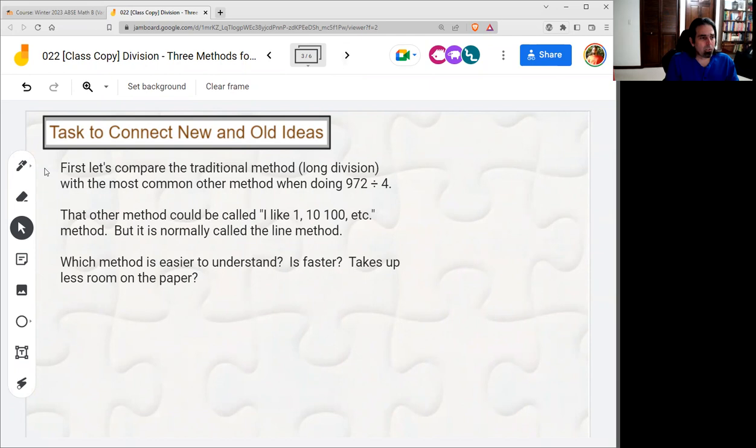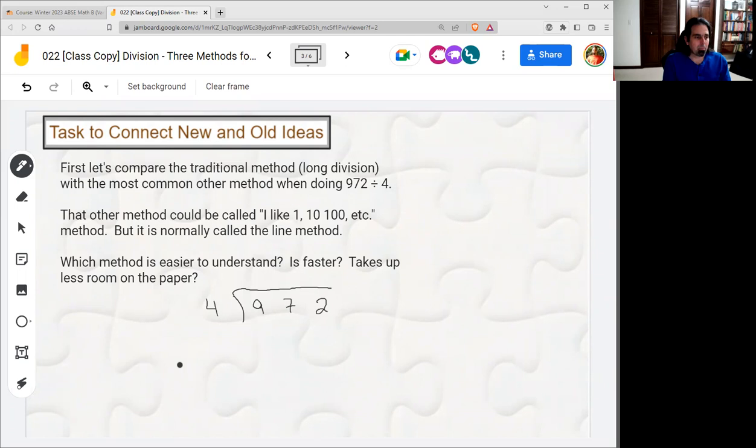So if I want to do by hand 972, let me space it out a little. Divided by 4, how many 4s go into 972? Then long division is this bizarre thing where we multiply and subtract, and we multiply and subtract, and we multiply and subtract. And why does multiplying and subtracting make division happen? We will get to that eventually, maybe even tonight. But for now, let's just see what happens.